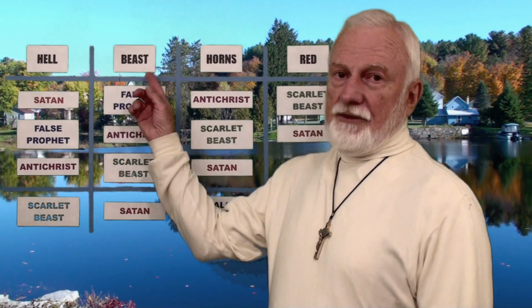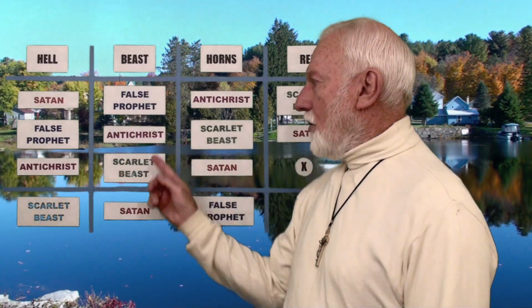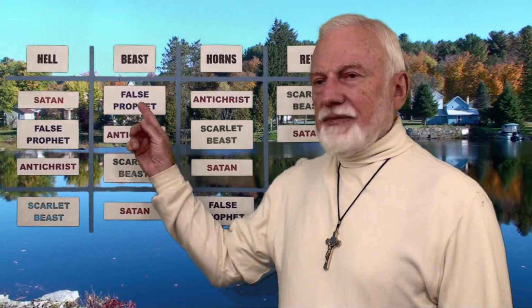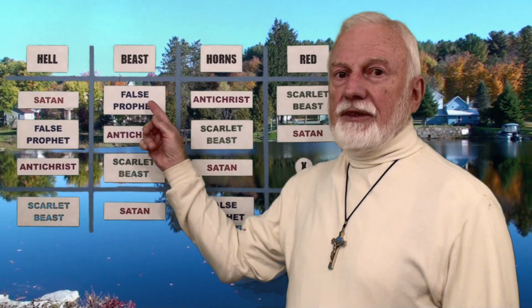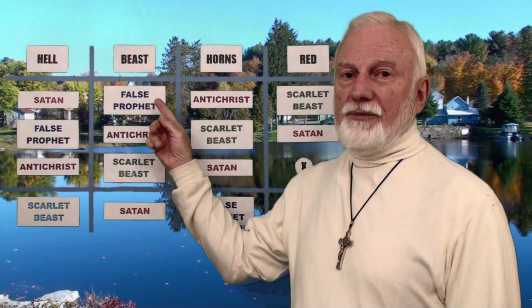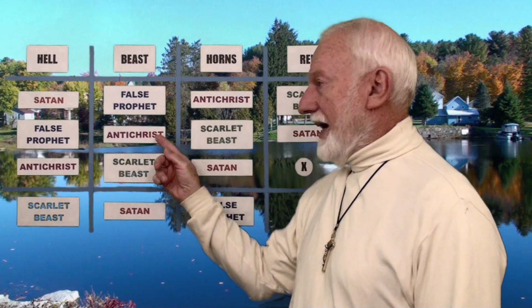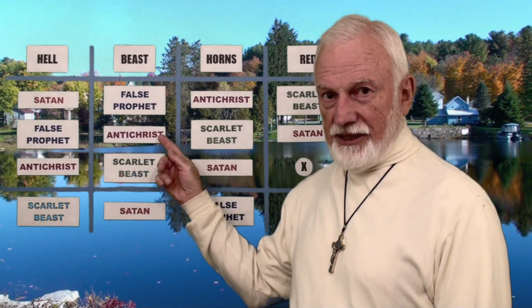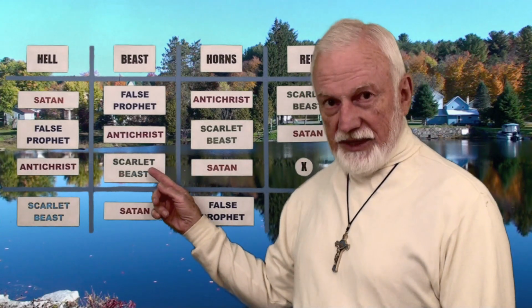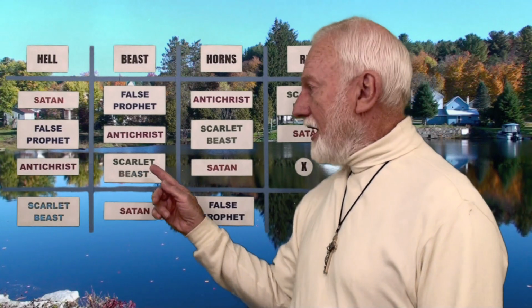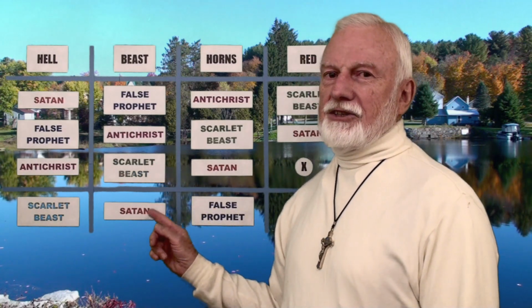So now let's look at a different category. Which of these four evil entities are beasts? Well, we know the false prophet is the beast from the earth. The Antichrist is the beast from the sea. And of course, the scarlet beast is a beast; we know that from his name. Satan, however, is not a beast. John describes him as a dragon.